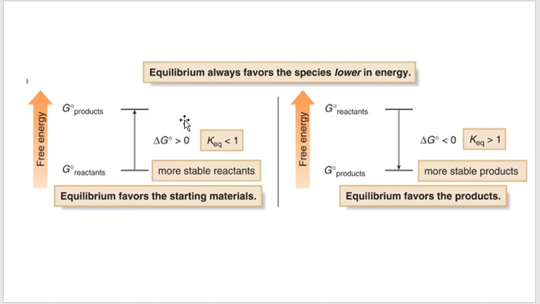If you have a delta G for your reaction that is greater than 0, then your equilibrium constant will be less than 1, meaning that you're not going to get a whole lot of product, you'll mostly have reactant. On the other hand, if your delta G is negative, then you're going to have an equilibrium constant greater than 1, meaning that you get more stable products and you get more products. So notice the relationship here: whatever is most stable is the thing that you're going to have the most of at equilibrium.